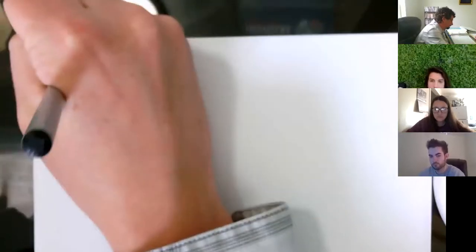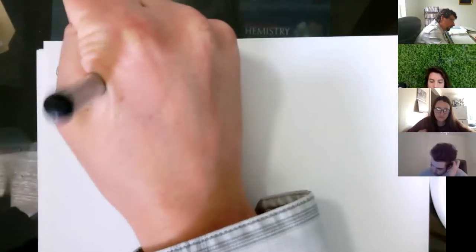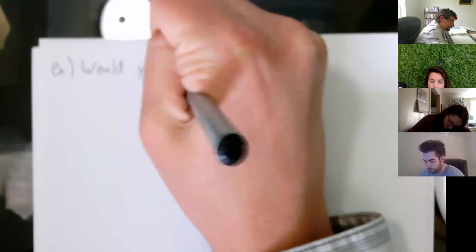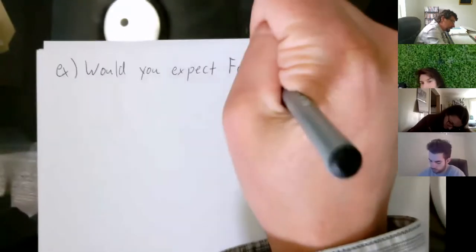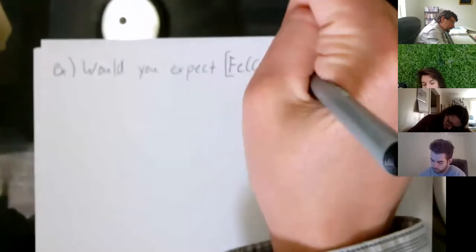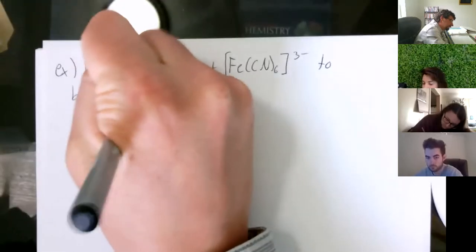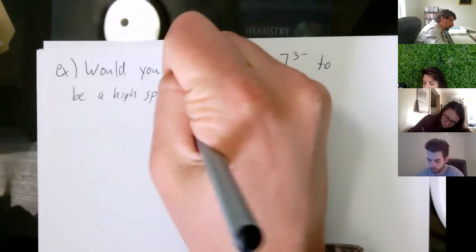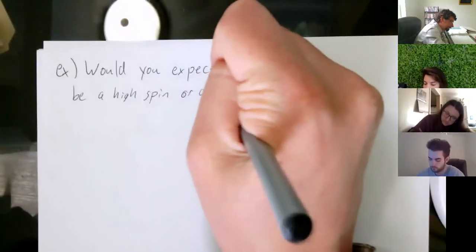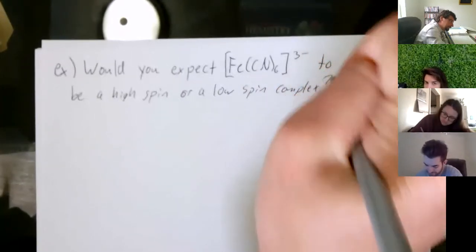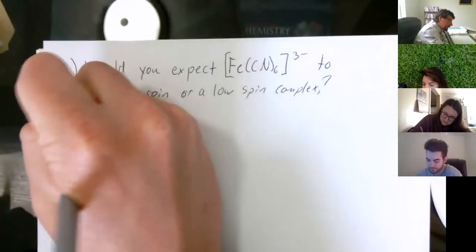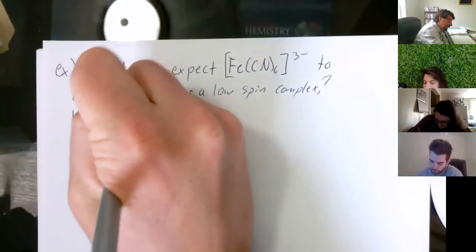So, example. Would you expect [Fe(CN)6]3- to be high spin or low spin? And the other thing we're going to ask is how many unpaired electrons?